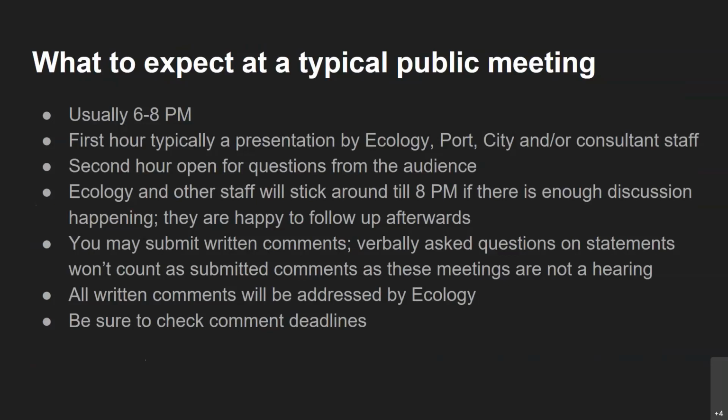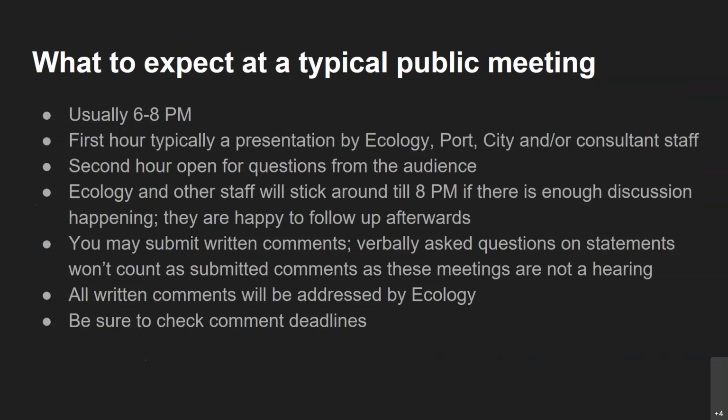The first hour is usually taken up by ecology staff for the Bellingham Bay sites, usually the port, city, and/or consultant staff that co-present, which can be really great because those consultants can get down into the nitty-gritty information of where that monitoring well was put and why it was put there, whereas ecology, the port, and the city can answer all kinds of other questions too. The second hour is usually more open for questions from the audience, although usually you can ask questions as you go, just to make sure that all the questions can be answered.